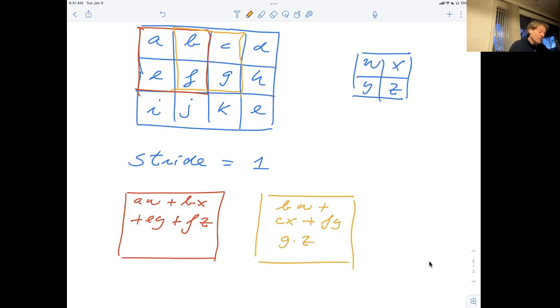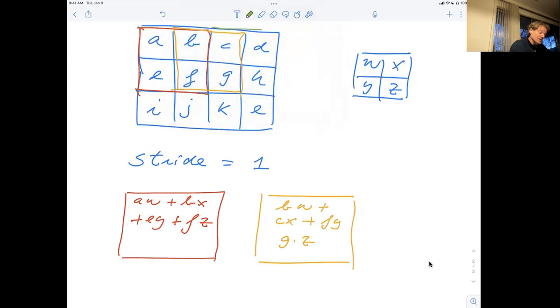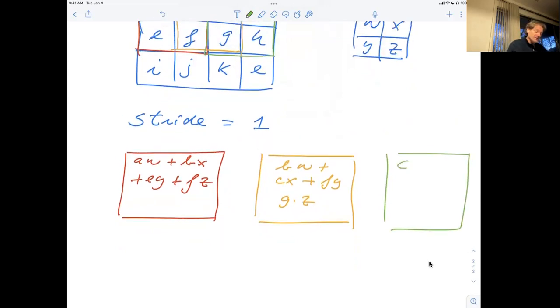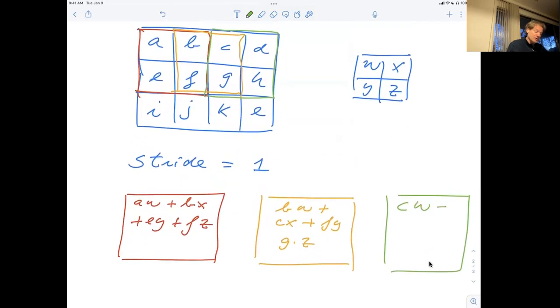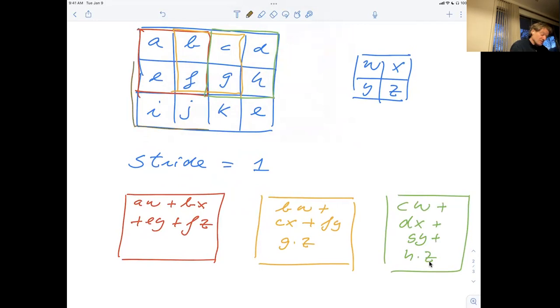Since I'm having a stride of 1, my next operation has to be given by this box here, which is now filtered through the kernel. So I would get the next operation here, which now gives me C times W plus D times X plus G times Y plus H times Z here. Now the next operation, since the stride is equal to 1, means that I have the brown box here, which is this box. And then it proceeds with the 2 more boxes.